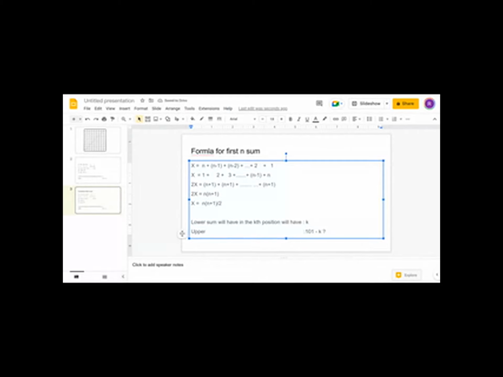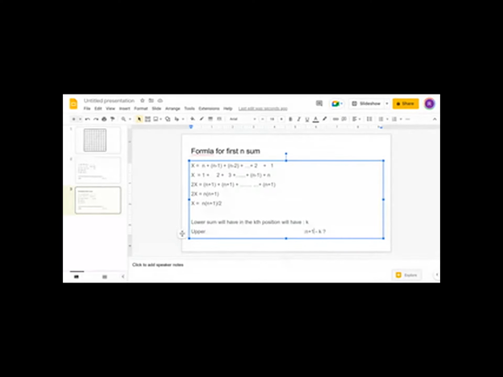Now in general, in the lower part, the kth number will be k. And in the upper part, what is the kth number? The first number is n, the second is n minus 1, the third is n minus 2. The kth number is what? n plus 1 minus k. Exactly, n plus 1 minus k. It is not n minus k, because then the first number would be n minus 1. It is n plus 1 minus k.